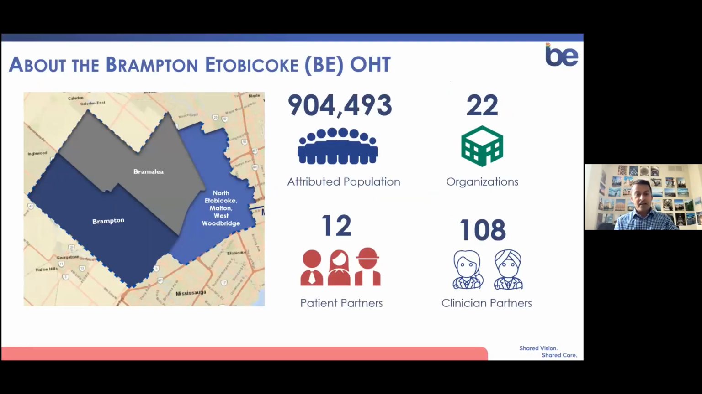Just to situate where our OHT is located, northwest of Toronto, if most people know in the province where that is. We've got just over 900,000 individuals as part of our population, 22 organizations and 108 clinician partners, mostly primary care providers, and 12 patient partners form the full partnership of what our OHT looks like.